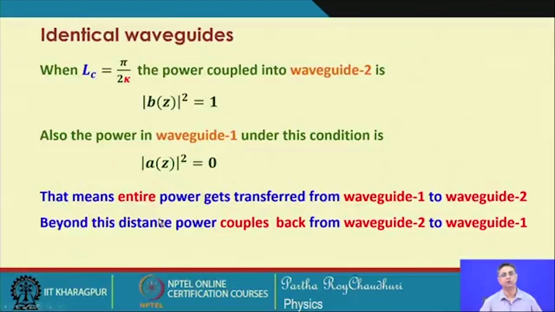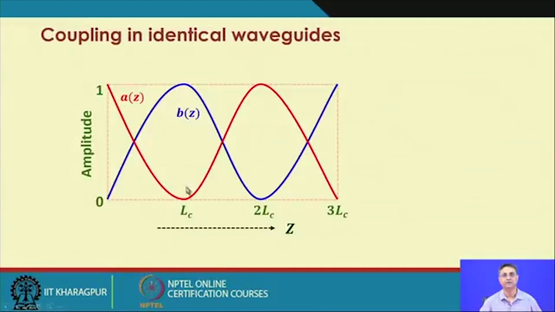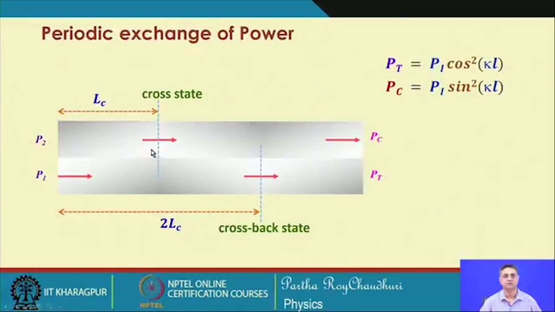So, this means the entire power gets transferred from waveguide 1 to waveguide 2, and if it so happens, then beyond this there will again be transfer of power from waveguide 2 to waveguide 1, which is called the cross back state or the coupling back state. Then we can depict this power variation in the two waveguides, where you can see that a complete transfer of power has taken place between the two waveguides, and this is the LC, the coupling length. You can also define the length over which the power in the two waveguides is exactly 50-50, and that is what we call a 3 dB directional coupler. We will see some interesting applications of these 3 dB couplers in the following sections.